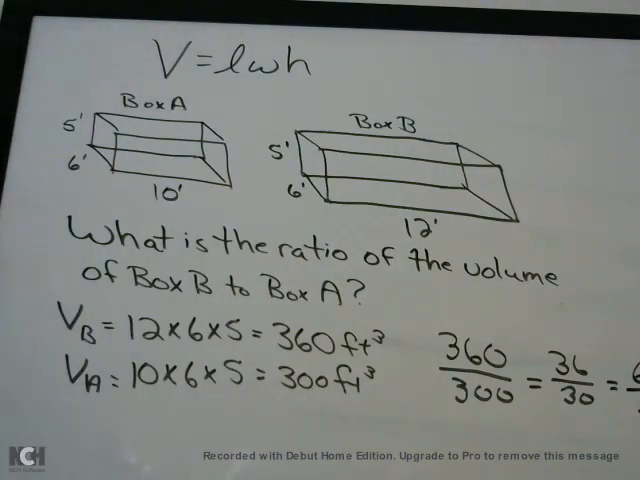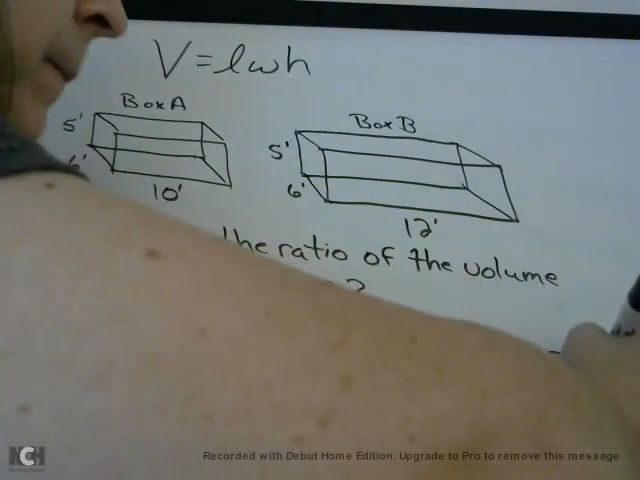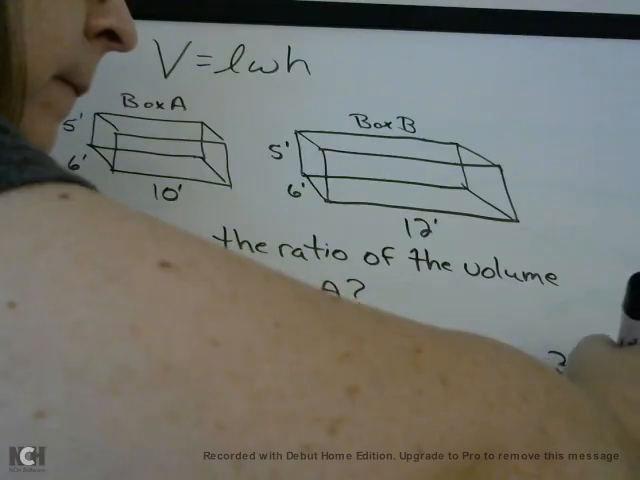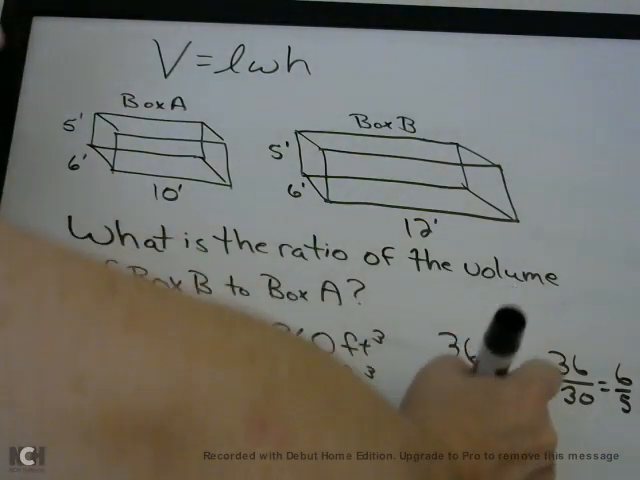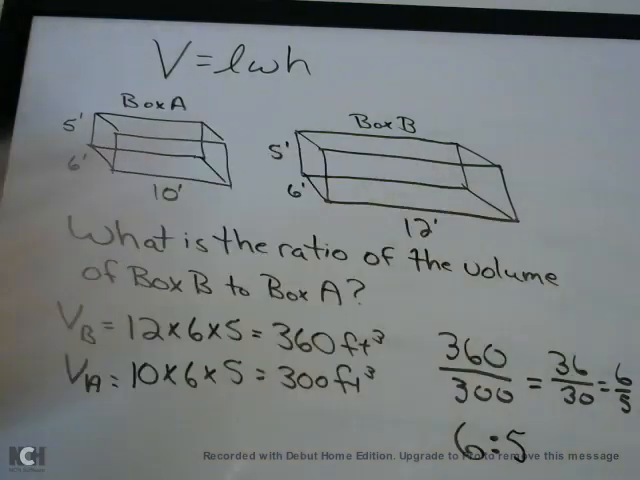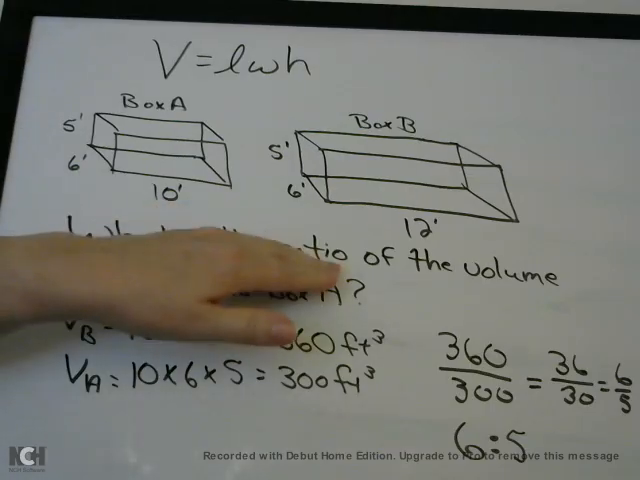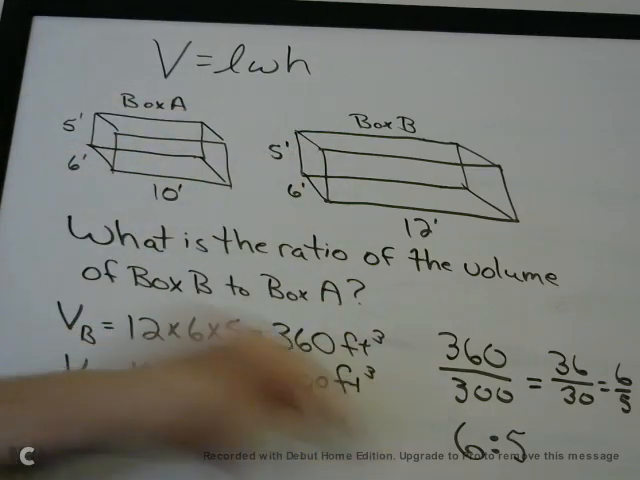So the answer to this question, whoops, let me write that so you can see it, is 6 over 5. Or if they write it this way, it's 6 to 5. So just be aware, they kind of like these ratio questions, but don't let that throw you. Just know how to do ratios, so go watch that video, just calculate the volume, and then you put them in a ratio format.